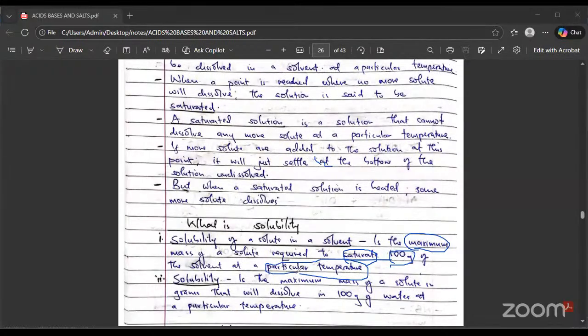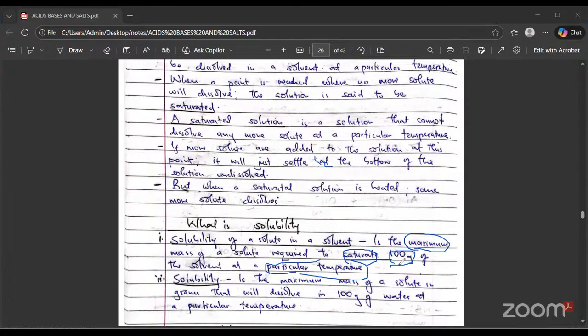Now, those things that are circled are very important. The only reason I circled 100 grams is because some people normally tend to give 1,000 grams, but we don't talk about 1 kilogram of water. We are talking about 0.1 kilogram of water. So we go to 100 grams of water.